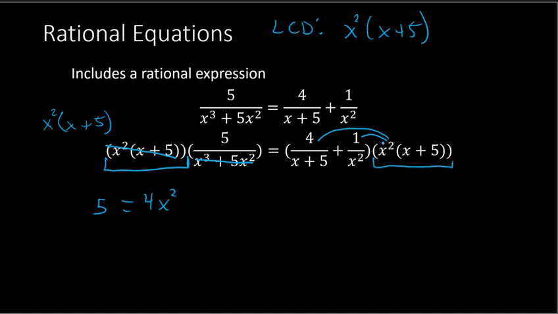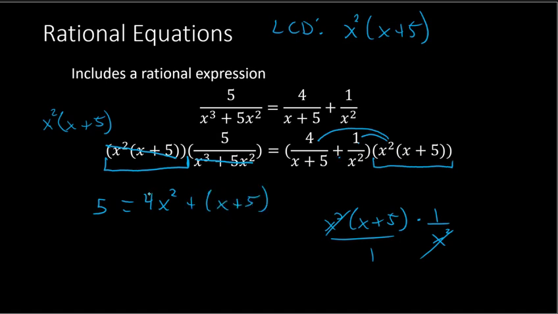And then you can do the same thing. You take the x squared times x plus 5, and you're multiplying it by the 1 over x squared for the other part. When you do that, the x squareds cancel. You have 1 times x plus 5, or just simply x plus 5. So that's a plus sign in between. So what we have now is 5 equals 4x squared plus x plus 5.